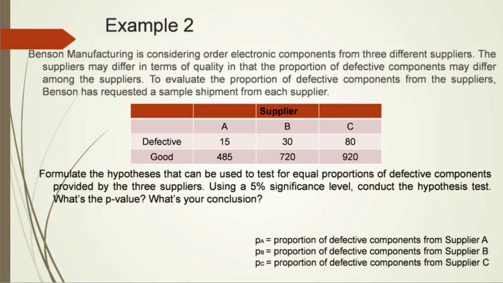The variable of interest in this example is the proportion of defective components from different suppliers. So we are analyzing categorical data. In this example, we are testing for equality of multiple population proportions. The number of populations we have here is 3. We will use the chi-square test for this example. But this chi-square test is slightly different from the previous die rolling example.